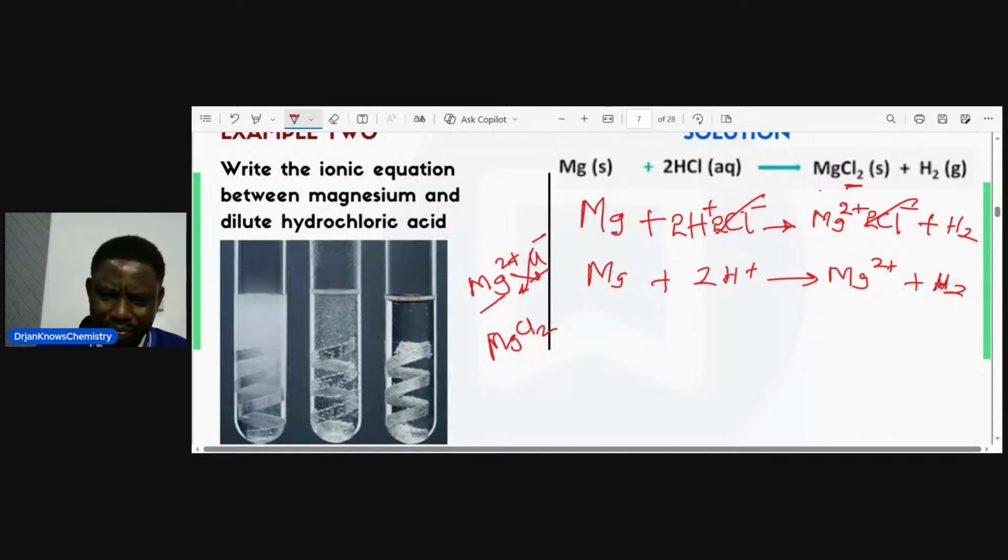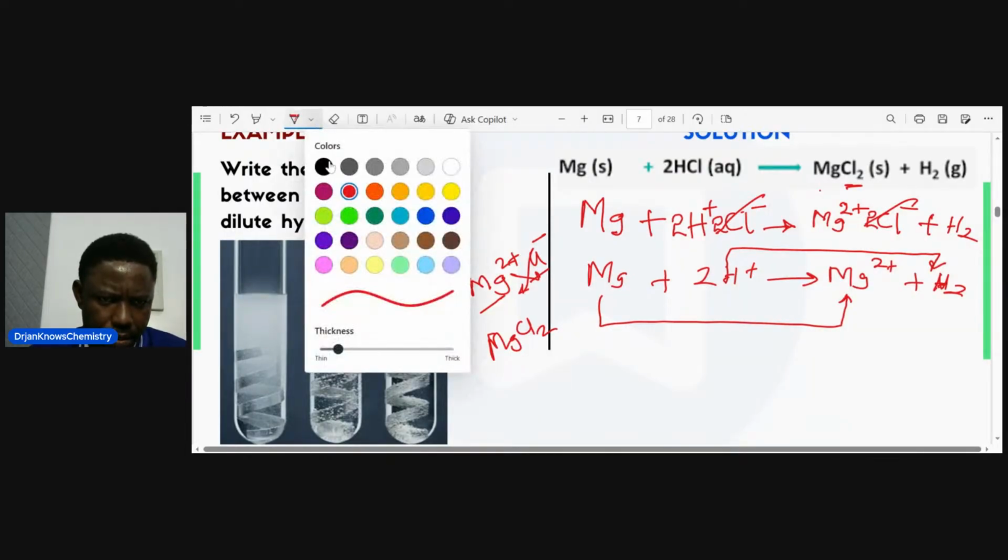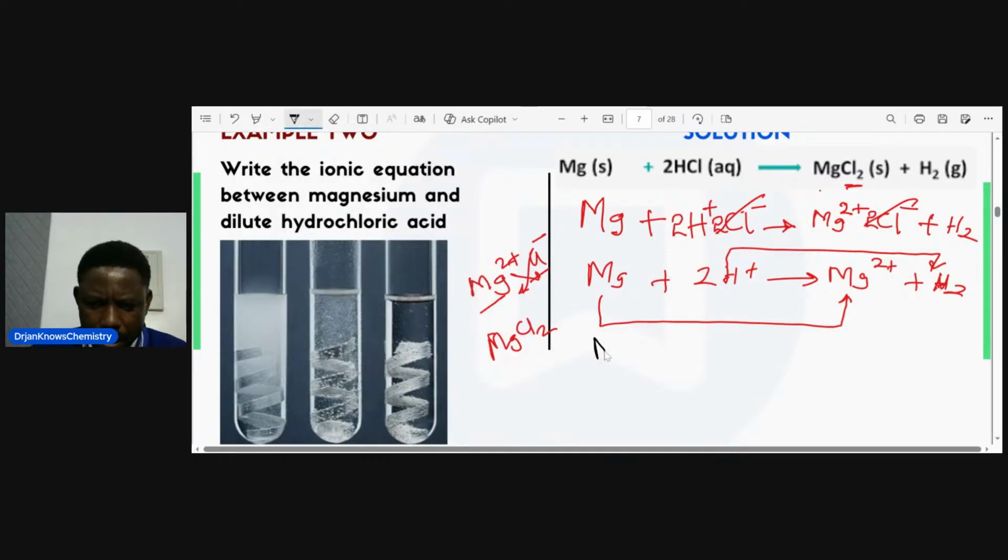It's that simple. But if you want to look at it again, we can combine this like that and move this one this way. I hope you've seen that clearly. Let me pick black ink so that at least we'll be able to see that. So magnesium changes again from Mg to Mg2 plus.